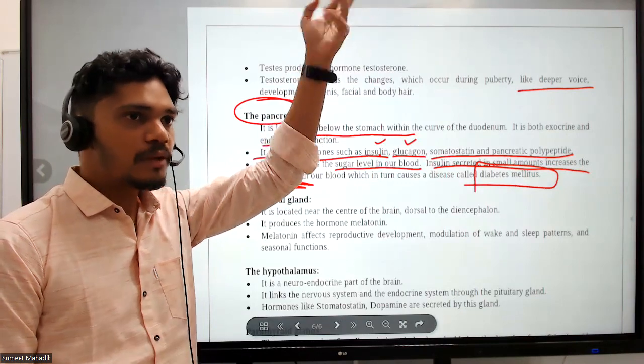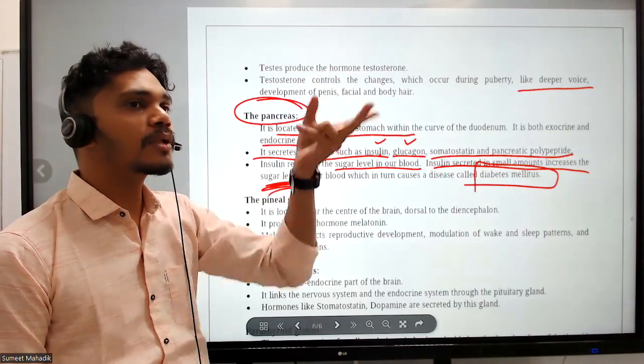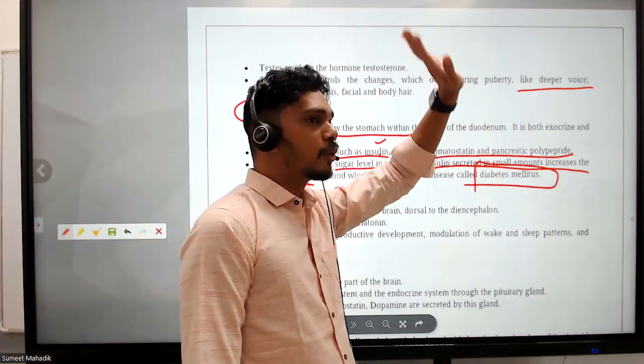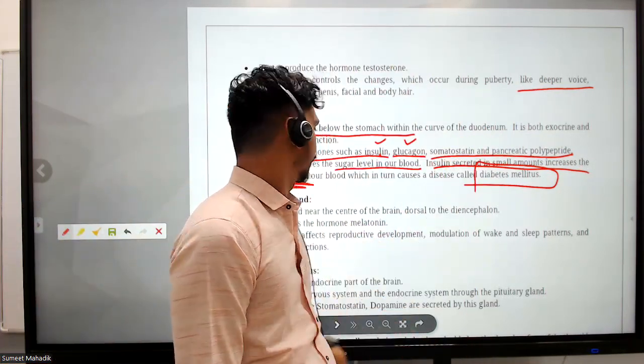If more insulin is there, whatever we eat, whatever glucose is produced, gets converted into glycogen. It will be problematic. We don't want more, we don't want less, we want a balanced one.